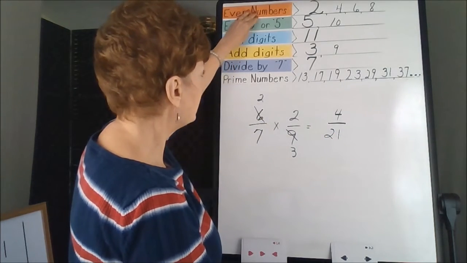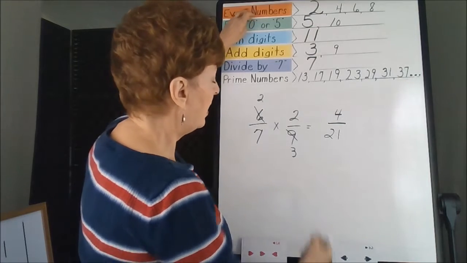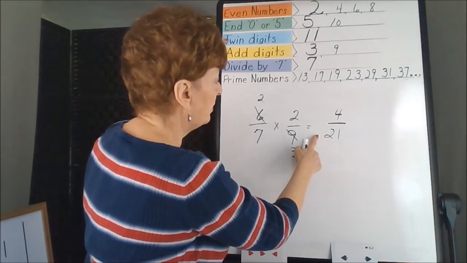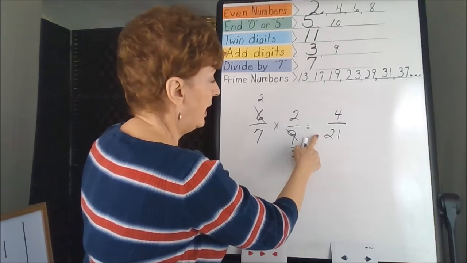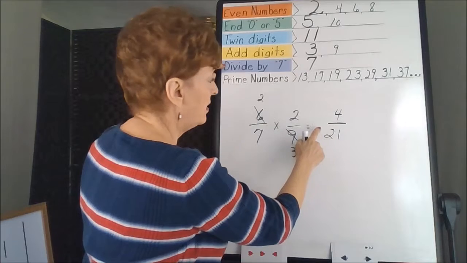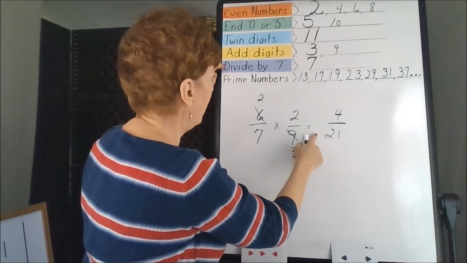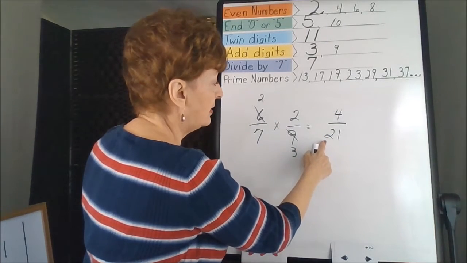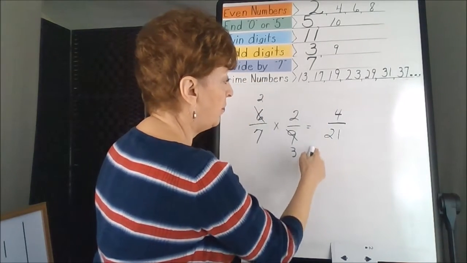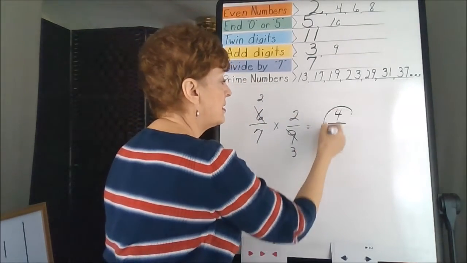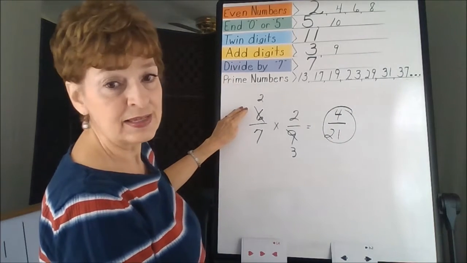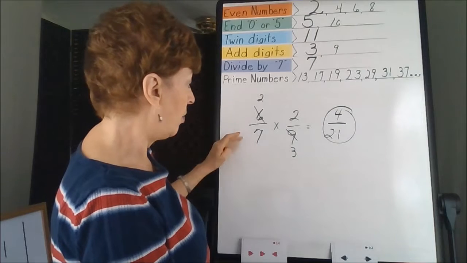Apply your rules for divisibility. Even numbers? No. Zeros or fives? No. Twin double digits? No. Add the digits. Well, 3 and 9 won't divide into 4, so skip that. 7 won't work either. 4 is too small. And there are no primes that are going to be able to go into 4 because they're all larger. So this is in lowest terms. We had 1 crossed out here on this diagonal, but that did help.